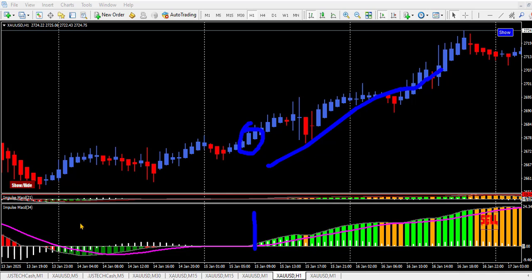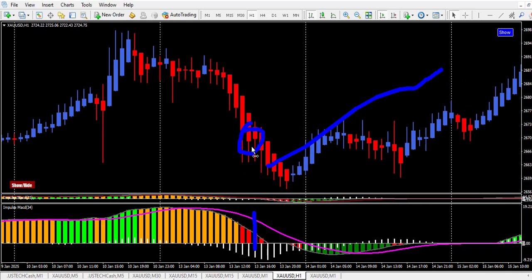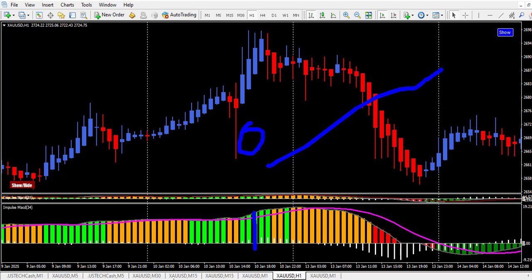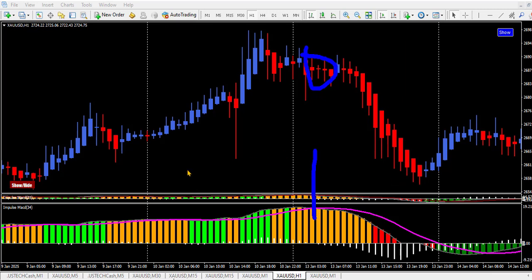Let's move back a bit again and check what we have here. Here's another sell trade that was generated. We did have this sell trade at this particular point, and it did deliver. And here we have the other histogram at the lower part. This is what I use this particular indicator for.